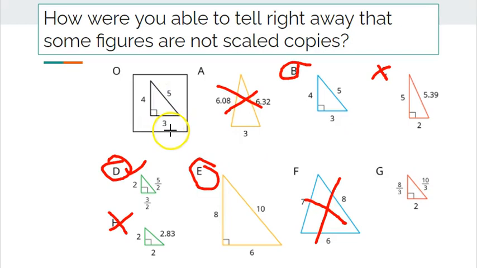Would 2 thirds times 3 give us 2? Well, yeah, because it would have been 6/3, right? 6 divided by 3 is 2, so even G works. So when we're looking at these scale copies, we can use angles to help us right away figure things out, but then we have to look at our other pieces to help ensure.